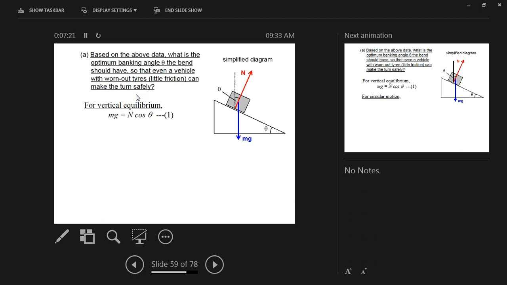You should be able to recall what you've done in forces and dynamics. Vertical equilibrium: mg will be equal to the vertical component of the normal reaction force. So you have mg equals N cosine theta. What about horizontally? What force do you have? There's only one, so it's an unbalanced force, and this force must be equal to the centripetal force. By resolving the forces, we actually introduce the angle theta. The question here is asking for the banking angle, which is the angle theta.